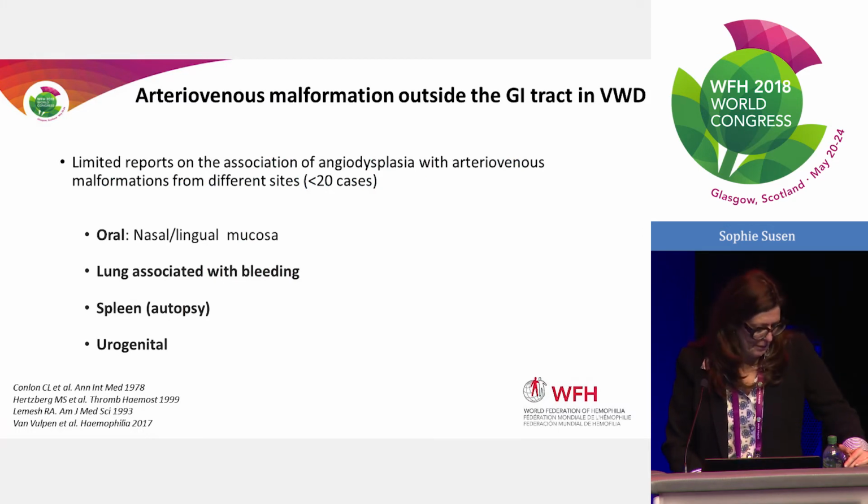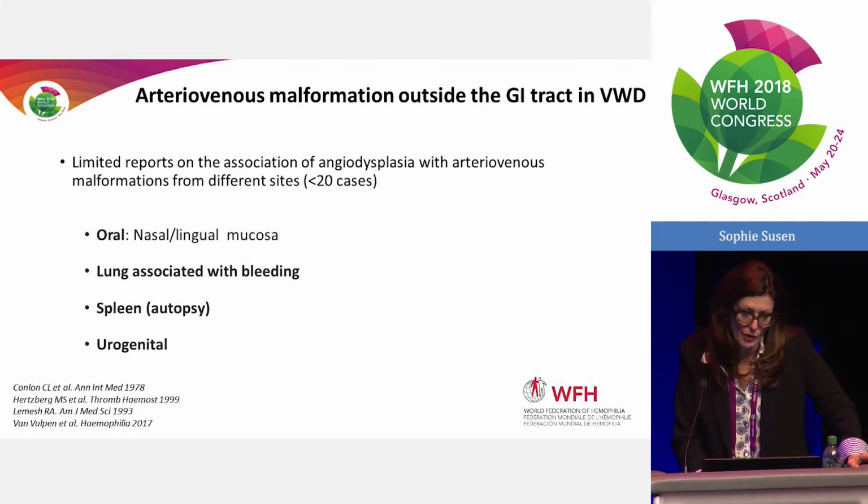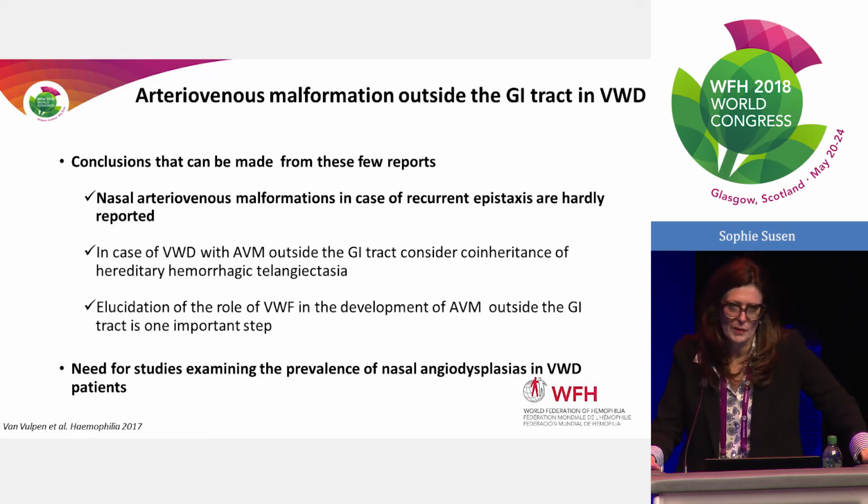And if it's a general disorder, if angiogenesis is associated with von Willebrand disease because of endothelial cell dysfunction, then there should be other localizations of arteriovenous malformations. In von Willebrand disease, there are very limited reports on the association of angiodysplasia with arteriovenous malformations from different sites, less than 20 cases, oral, lung, spleen, urogenital, and they are very, very old reports. And so it's really questioning why we do not find other localizations of those abnormalities.